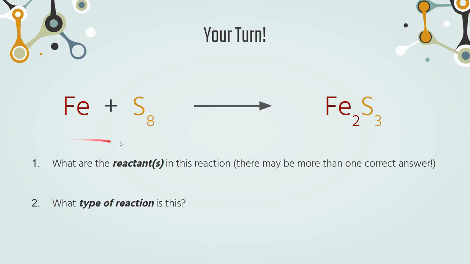Next, what type of reaction is displayed on screen? Of our 5 types of reactions, which one do we see here? So the answers to this are, first, our reactants are Fe and S8, because those are the chemicals we start with. And our type of reaction is synthesis, because we have two reactants becoming one product.